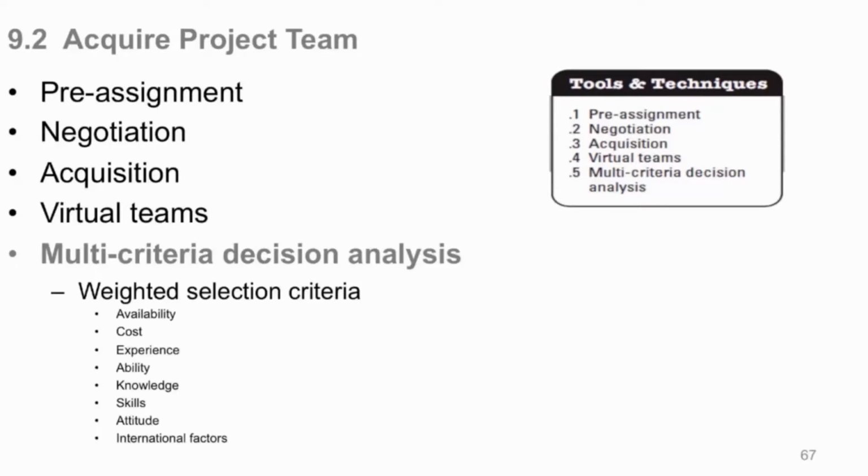Multi-criteria decision analysis. Weighted selection criteria. Now, if you have a lot of candidates, a lot of people that could fit the bill, you're going to want to select them with some rationale. So you do a weighted selection. If you've ever heard of Kepner-Tregoe, it is a weighted decision-making tool. You might want to look that up. It's not in the PMBOK, but it is a good decision analysis tool that you could use.